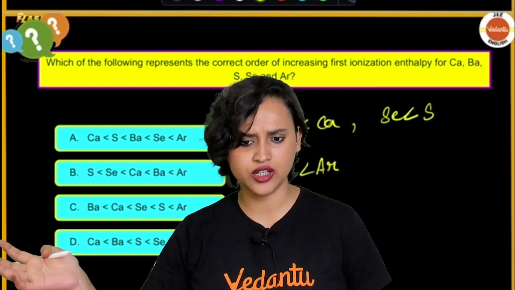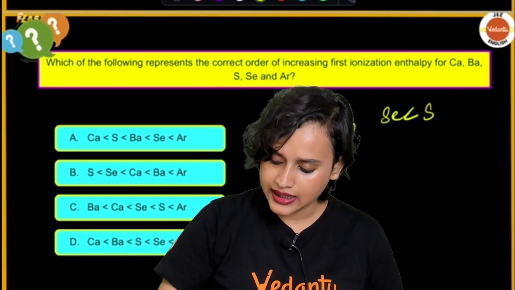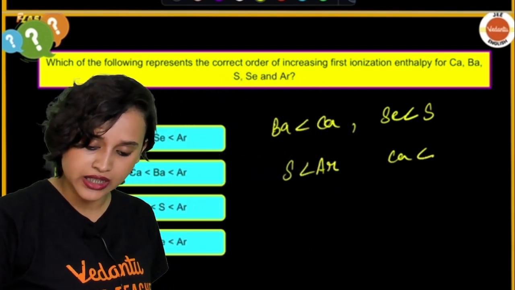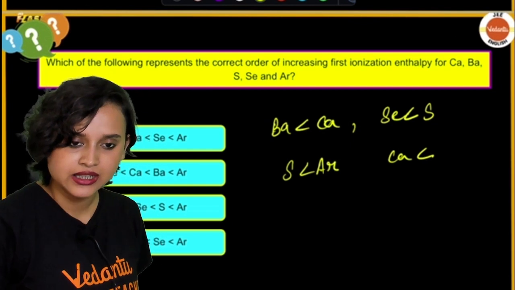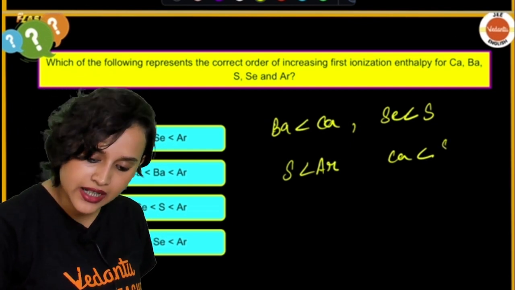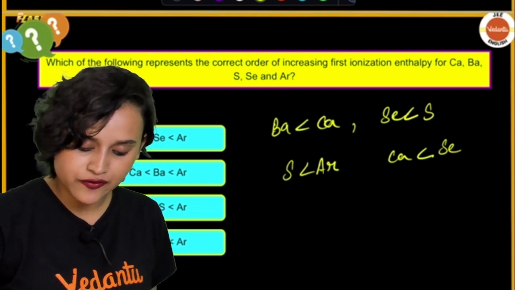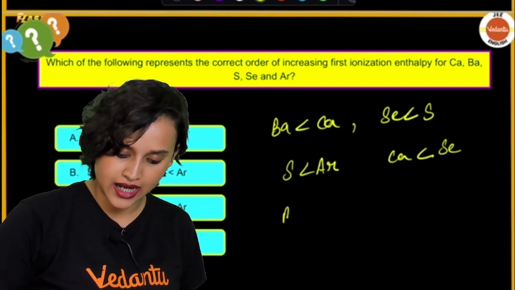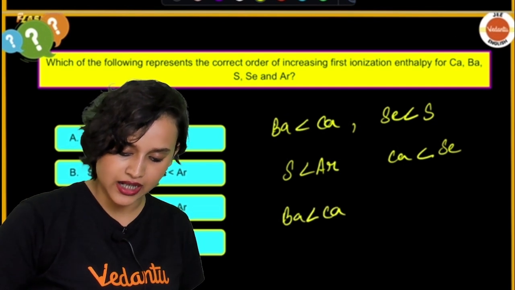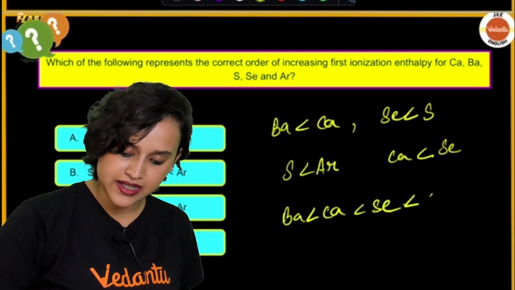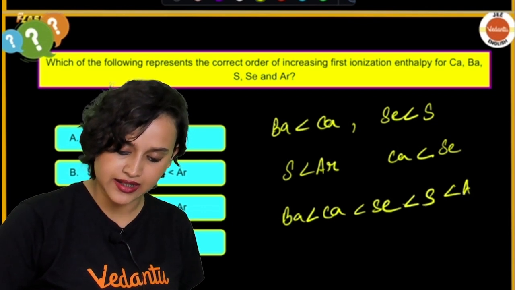Because argon is what? A noble gas, right? And calcium will be lesser than selenium. Yes, right? So from here what we understand is that barium is lesser than calcium, calcium is lesser than selenium, selenium is lesser than sulfur, and sulfur is lesser than argon.